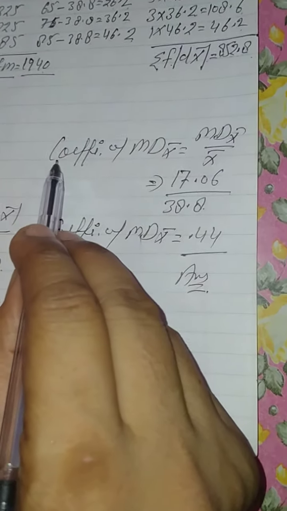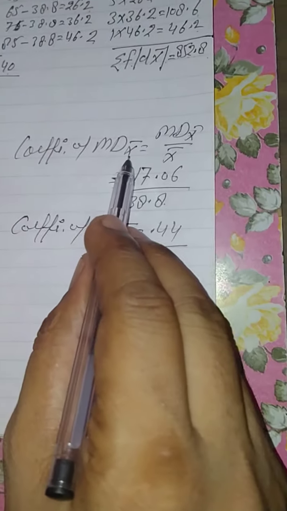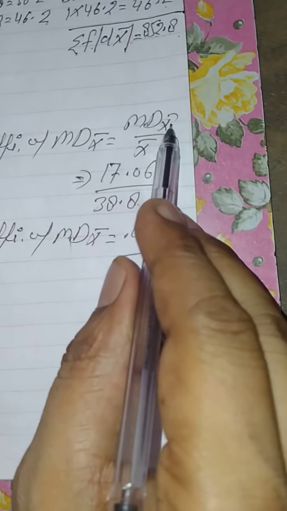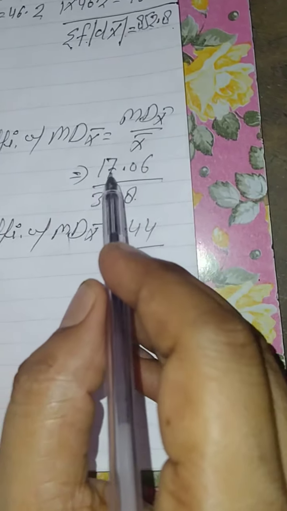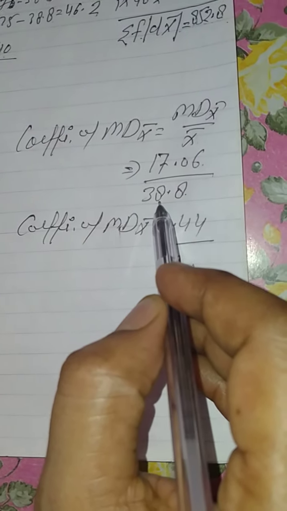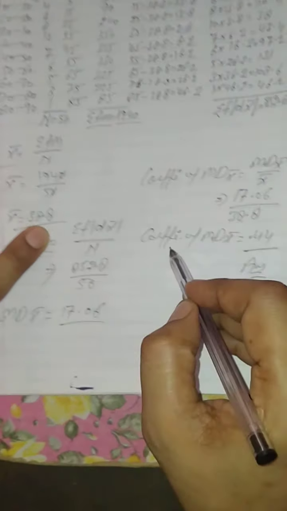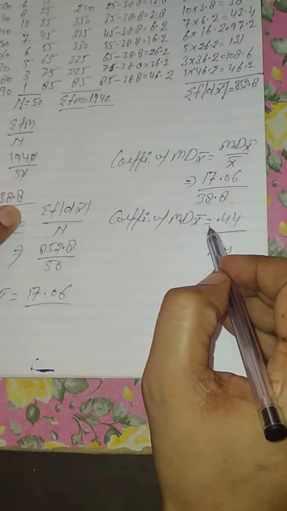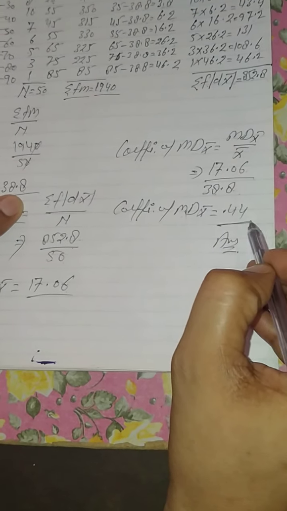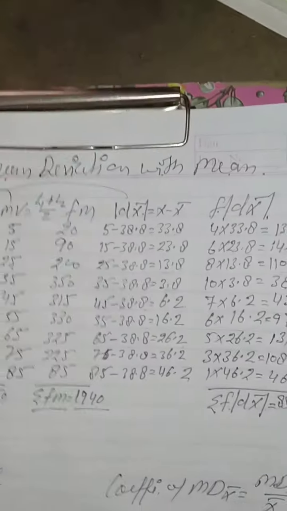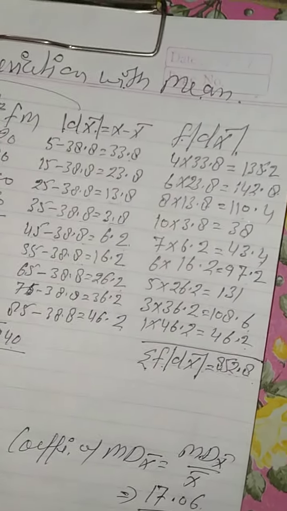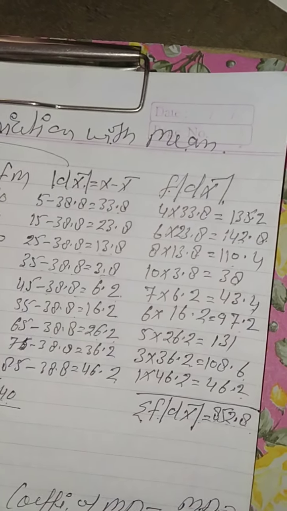After that we will find the coefficient of mean deviation about the mean. The formula is mean deviation about the mean divided by the mean. So the mean deviation is 17.06 divided by the mean 38.8. So the coefficient of mean deviation about the mean is equal to 0.44. That's the answer. Clear beta? You can solve all the questions easily with the help of this method of mean deviation about the mean.